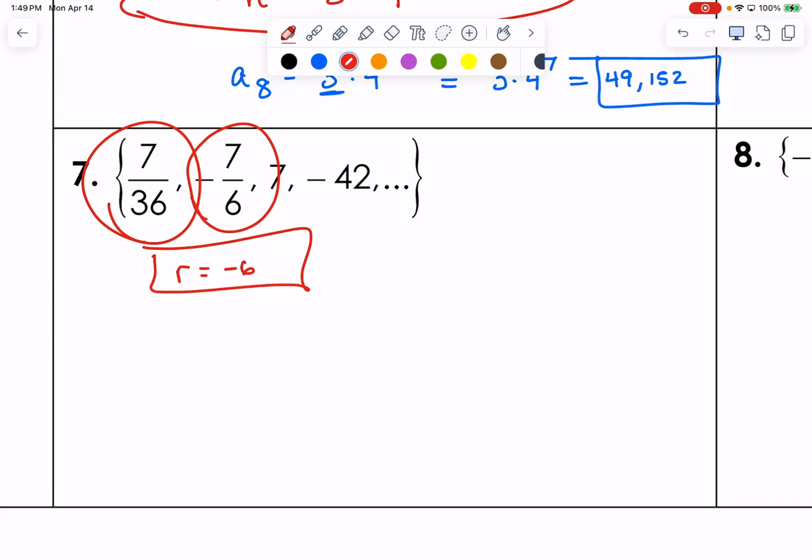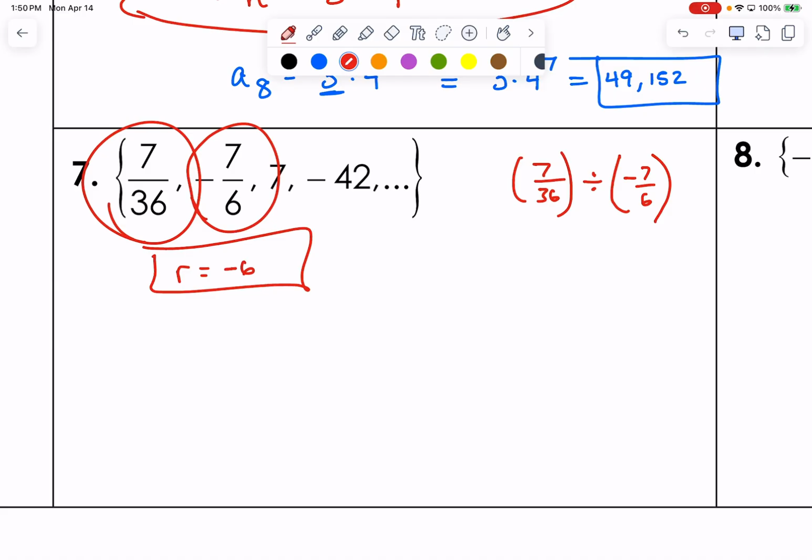I got 1 over 260. So many variables. If you don't alpha, you're going to have to go 7 divided by 36 in parentheses, divided by negative 7 over 6 in parentheses. I got -6. It's called user error.